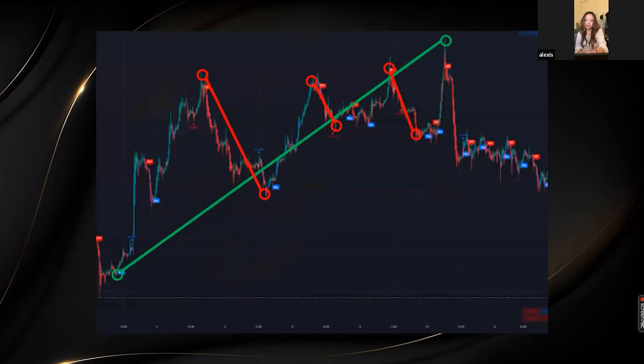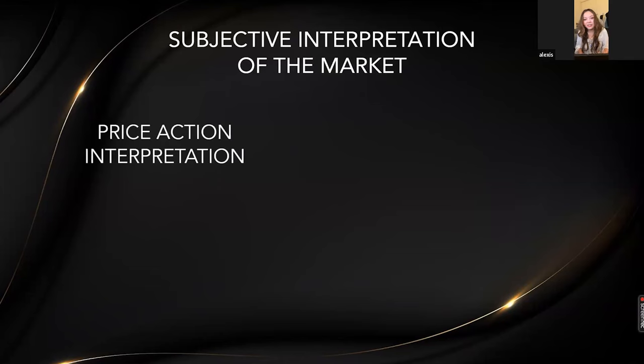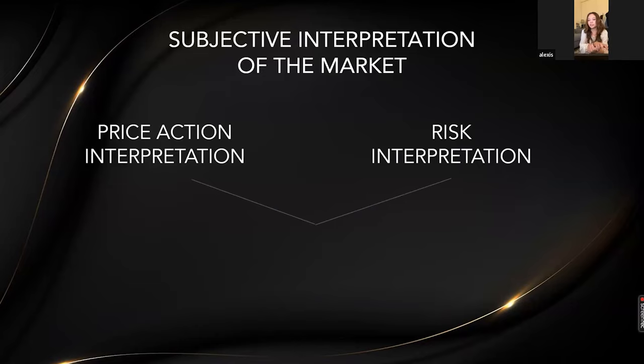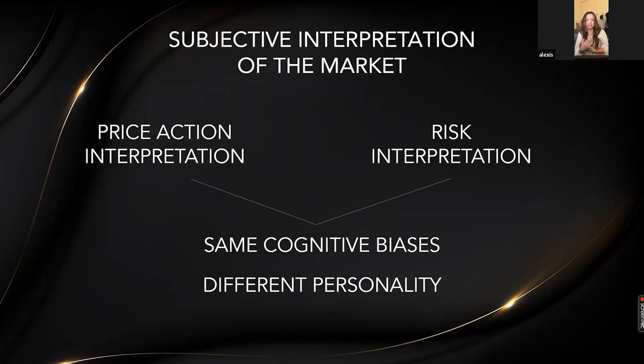So the example I showed earlier, this example about the two traders opening opposing trades but both still being able to make money, leads me to the next principle, which states that subjectivity is necessary in trading, right? So for example, you've got the subjective interpretation of the market. There's your price action interpretation, your risk interpretation. People have the same cognitive biases, and we will dive into cognitive biases another time. But people have the same cognitive biases, but they may have different personalities.